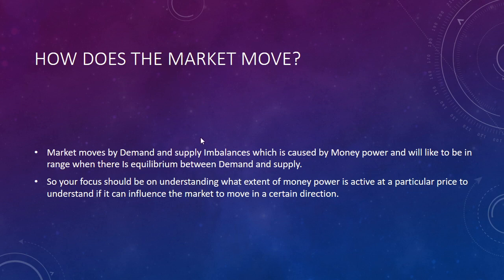So that has to be our focus if we really want to understand where the price is going to go, right? That's why I say your focus should be on understanding what extent of money power is active at a particular price, right? For example, if you take a particular price of an underlying or stock, you have to analyze how much demand or how much supply is coming at that price, to really anticipate in what direction it can move from that particular price where this demand or supply came, right?